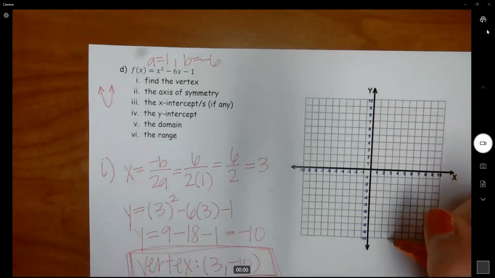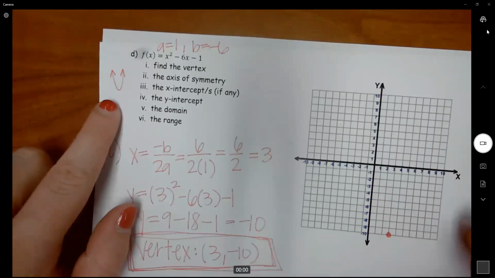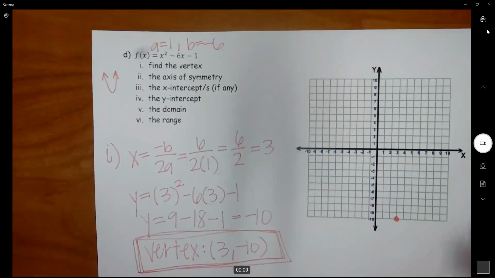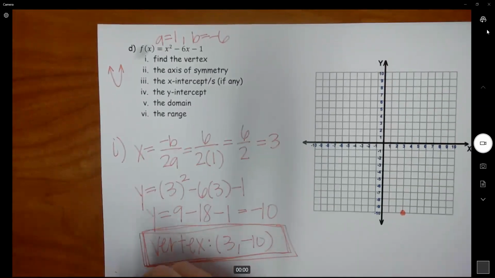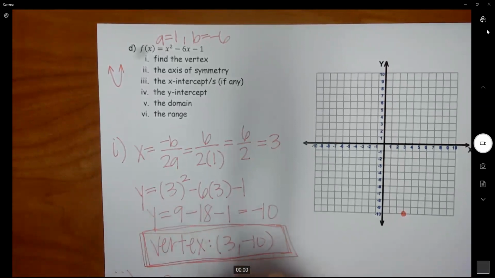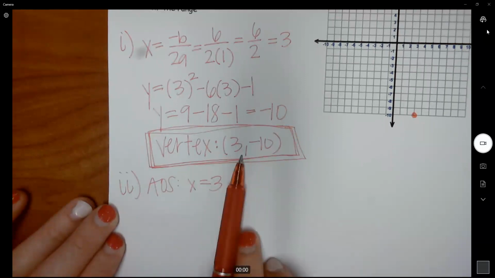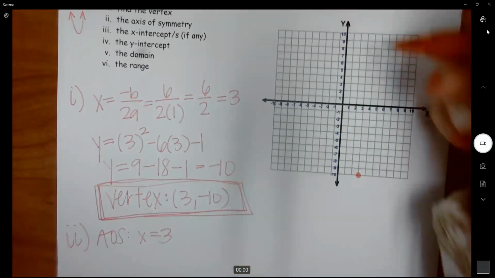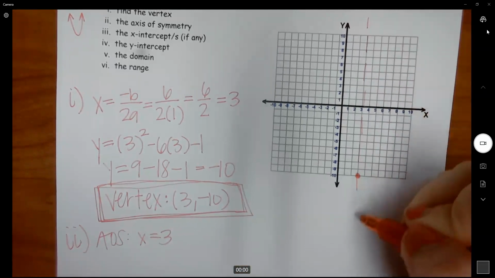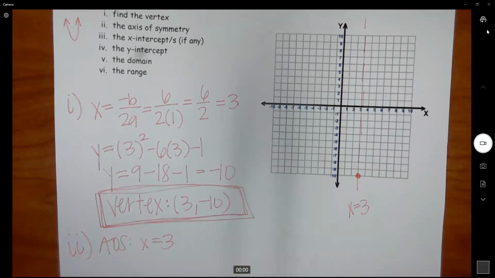So 3, negative 10, which is okay, because I know this is going to open up, so it is going to open up this way here. My axis of symmetry is always going to be x equals your x coordinate. My axis of symmetry goes right through there at x equals 3.